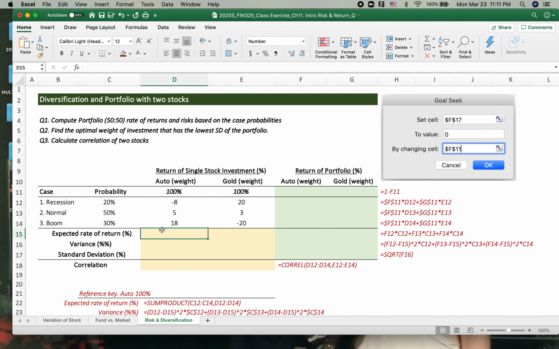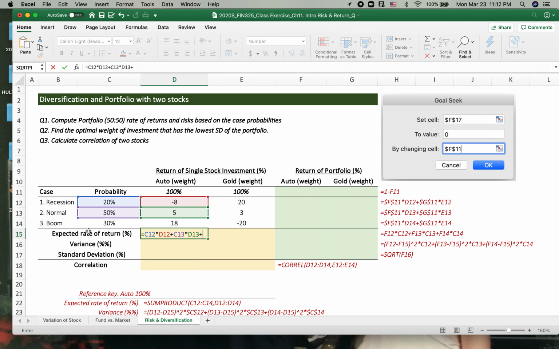So let's start from the expected rate of return calculation on the auto stock. Minus 8%, 5% and 80%, under the different cases of economy. So this 20% times minus 8% under recession plus 50% times the 5% plus 30% times 80%.